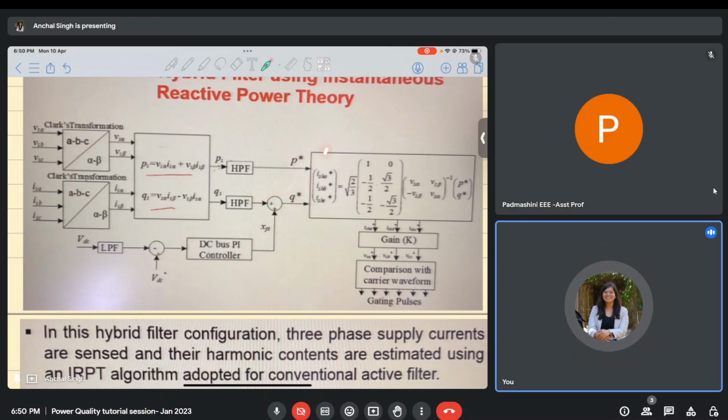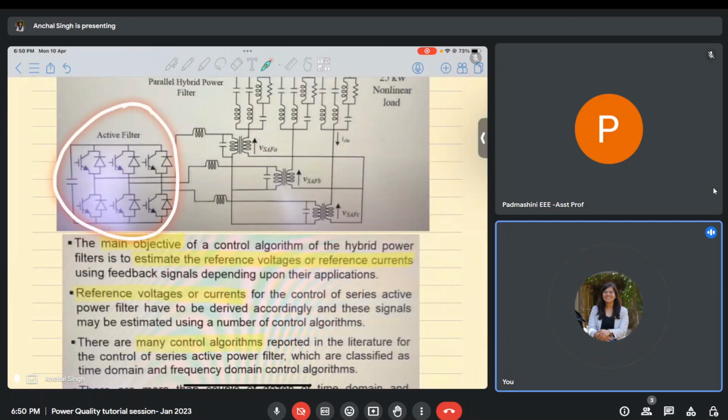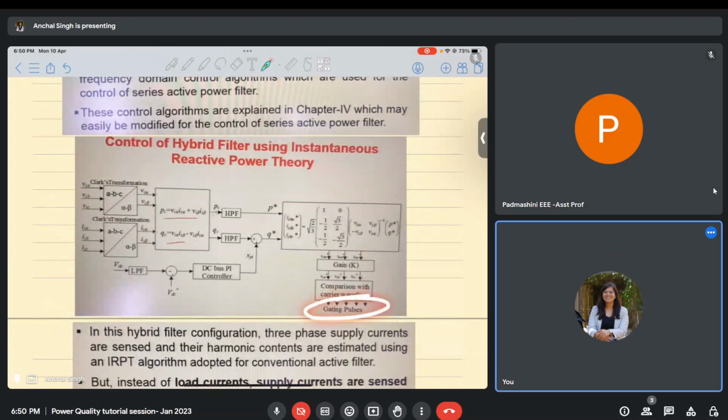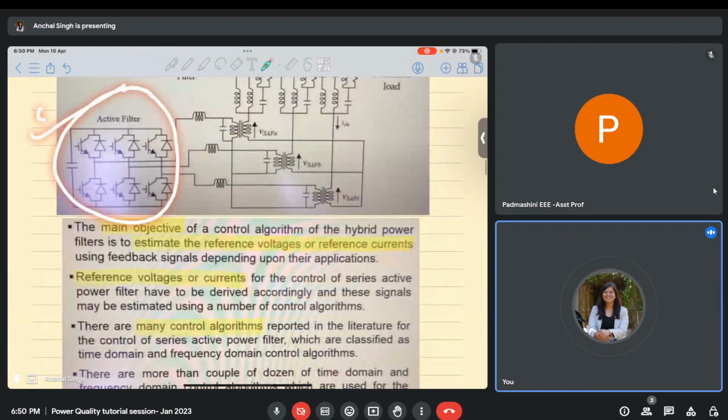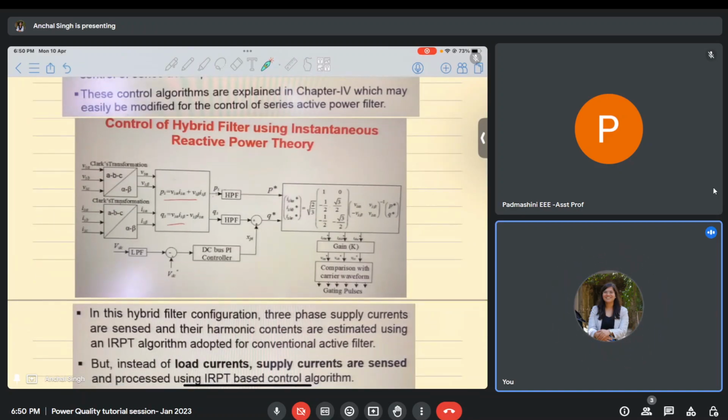Then using this particular equation, from PQ star, we can obtain I shunt A star, I shunt B star, and I shunt C star. After obtaining these references, by multiplying them with some gain K, I can obtain the reference voltages. And then from these reference voltages, I can obtain the gating pulses that will be given to my active compensator. The gating pulses that are present here will be given to the switches present in this active filter. Okay, so this is how we use this particular control algorithm.